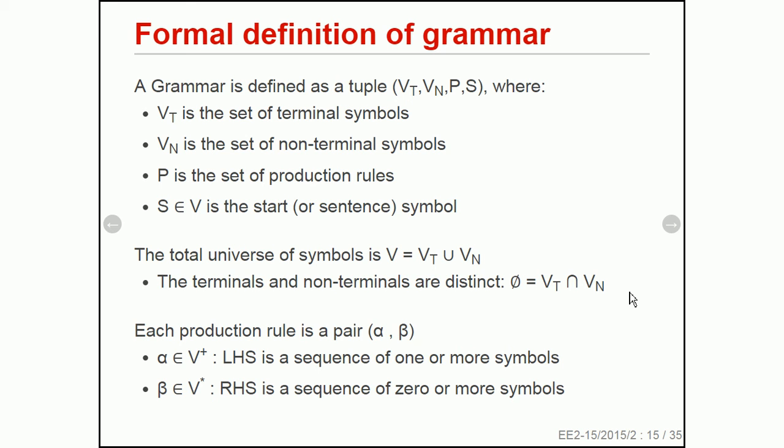This set of production rules, we can actually specify it more tightly by saying that each production rule is a pair with a left-hand side and a right-hand side. And if we remember that Greek letters represent sequences of symbols, on the left-hand side it's a sequence of one or more symbols because we have to be defining something, we can't define nothing. And on the right-hand side it's zero or more symbols, and that's because we might define something to be nothing, or essentially to be epsilon.